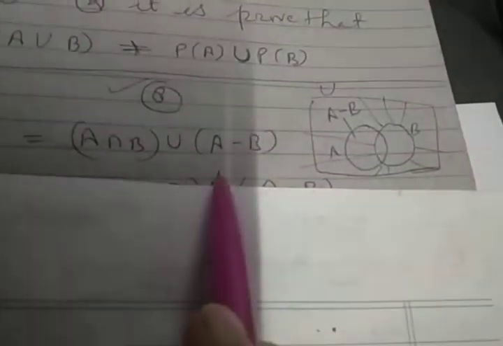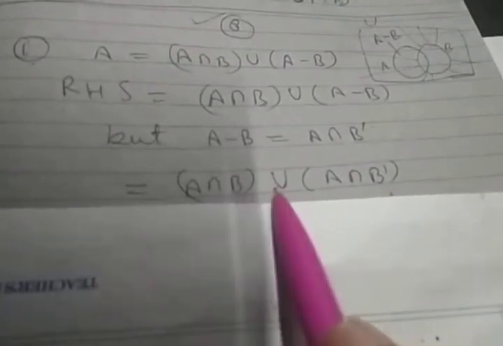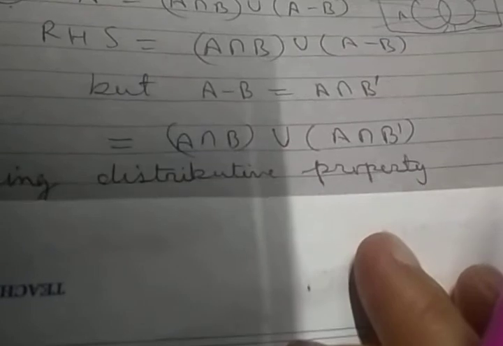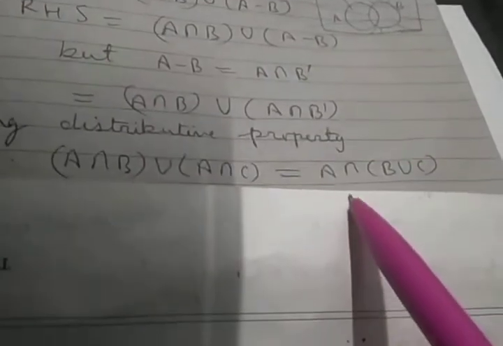So in the first step, I have taken the right hand side, and now I am changing A minus B as A intersection B dash, which I have just explained. So this will be written as A intersection B dash. Now this is the distributive property. Using the distributive property, A intersection B union A intersection C will be written as A intersection B union C.